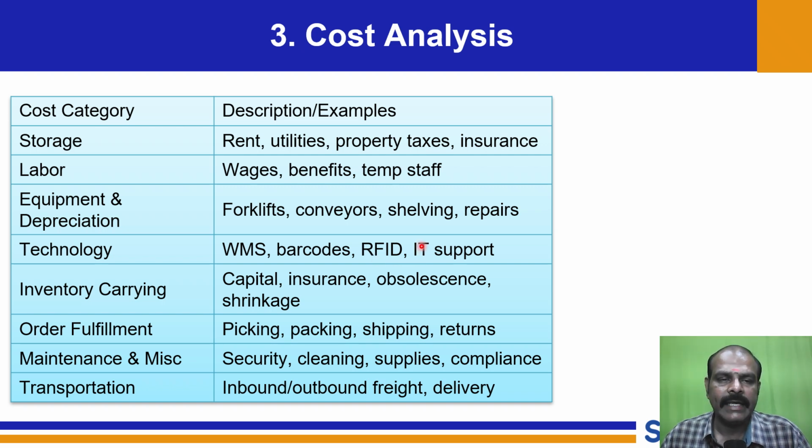IT support for all these categories falls under technology. Inventory carrying: capital, insurance, obsolescence. Obsolescence means outdated. Some products might have become outdated, so we need to change them, and for that we need to consider some costs. Shrinkage. Then order fulfillment: picking, packing, shipping, returns. The main core focus is going to be order fulfillment. Maintenance and miscellaneous: security, cleaning, supplies and compliance with government regulations. And finally transportation: inbound, outbound, freight, delivery charges, everything. So these are all the possible costs we can incur under the various headings in a warehouse.